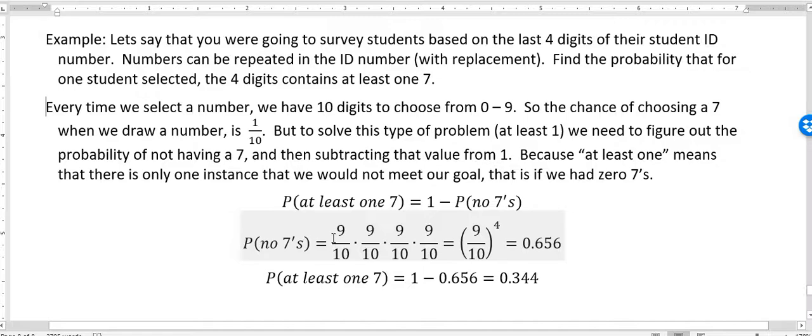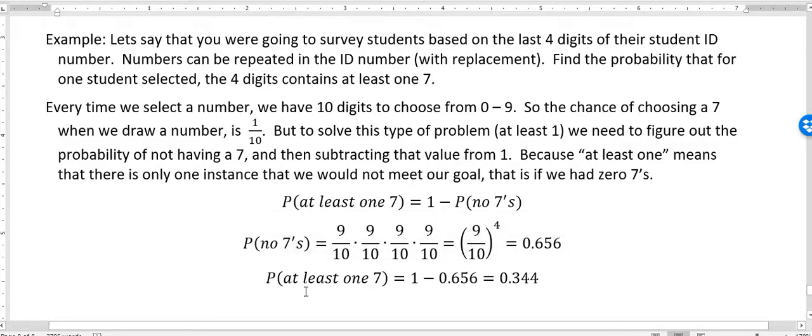Probability of no 7s is 9 out of 10, 4 times, multiplied together. That is (9/10)^4. This one is not a 7, because it's anything but 7, so I've taken out the 7 possibility. And then we take that to the 4th power and we get 0.656, rounding our probability to the 3rd digit.